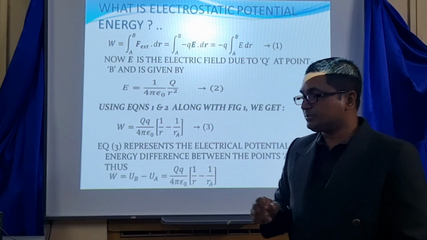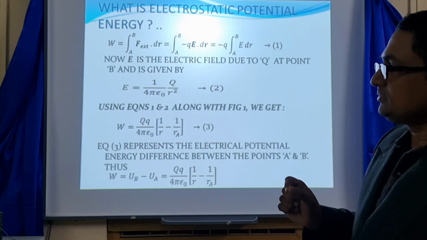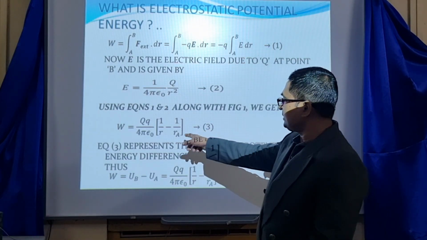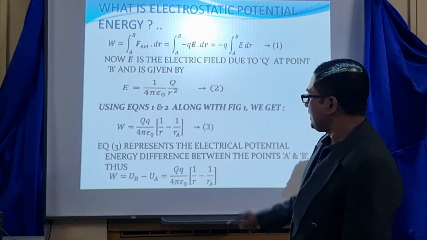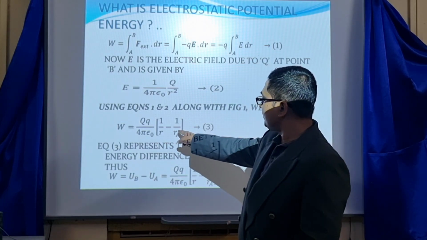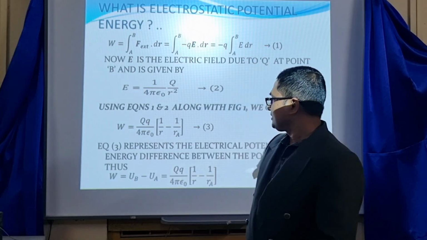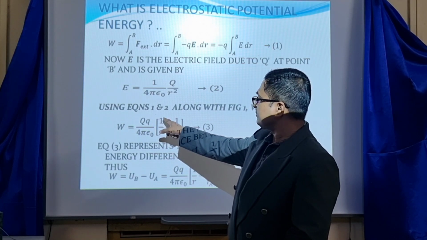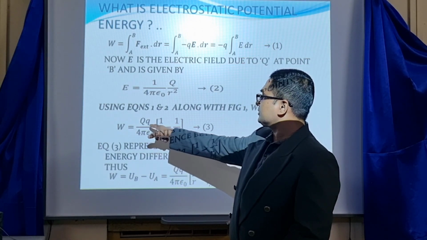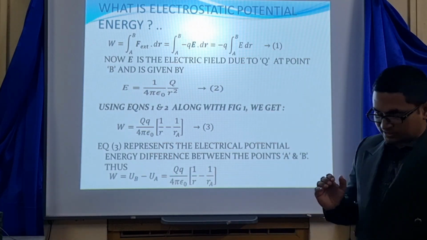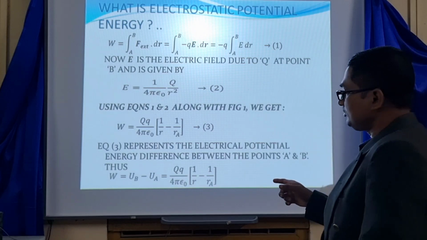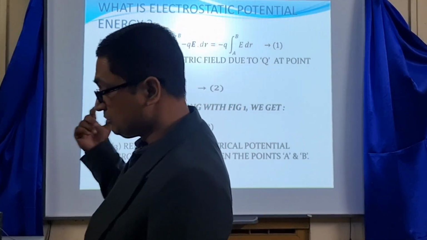So equation 3 is simply the work done, and since it is work done, it is the electric potential energy. Since point A is taken at a finite distance, r_A is a finite quantity. The 1 by r term, multiplied by the common factor, represents the potential energy at point B, U_B, and the 1 by r_A term, with the same multiplication, represents the potential energy at point A, U_A. So for the two finite points B and A, we have these expressions. W equals U_B minus U_A, which represents the electric potential energy difference between the points B and A.